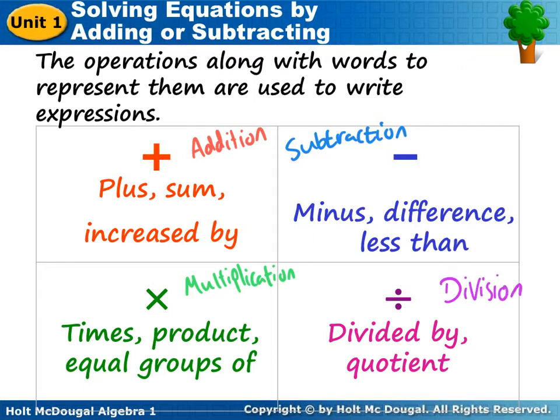Now, here's the big thing for today: we're going to look at writing expressions using words, and then we're going to look at using words to write expressions. So we're going to go back and forth. These are some of the key words that you can use to describe the four operations. The first one you have is addition. Other ways you can talk about addition: you could say plus, you could say the sum of two things, or you could say something was increased by. Those are all forms of addition.